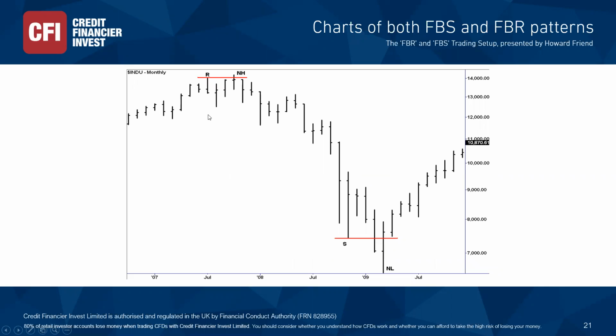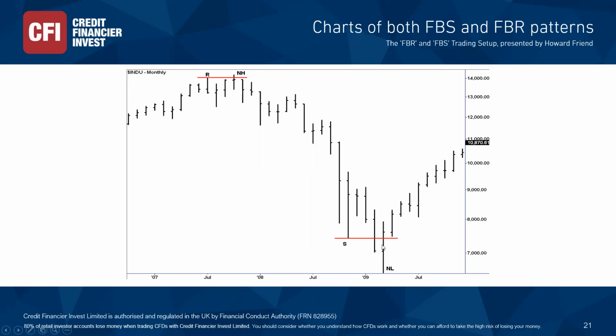Okay, this one is the Dow Jones Industrial Average, a monthly chart. I just thought I'd throw that one in there because it's always good to see these patterns work on long-term charts as well, particularly at historic market turning points. So what we've got here is the FBR top at the top of the bull market in 2007, and we've got an FBS base at the bottom of the bear market in 2009.